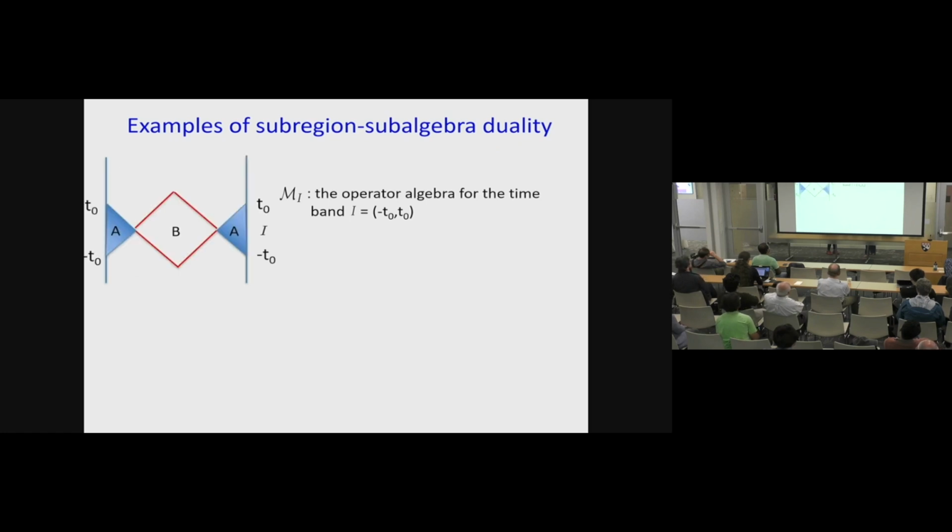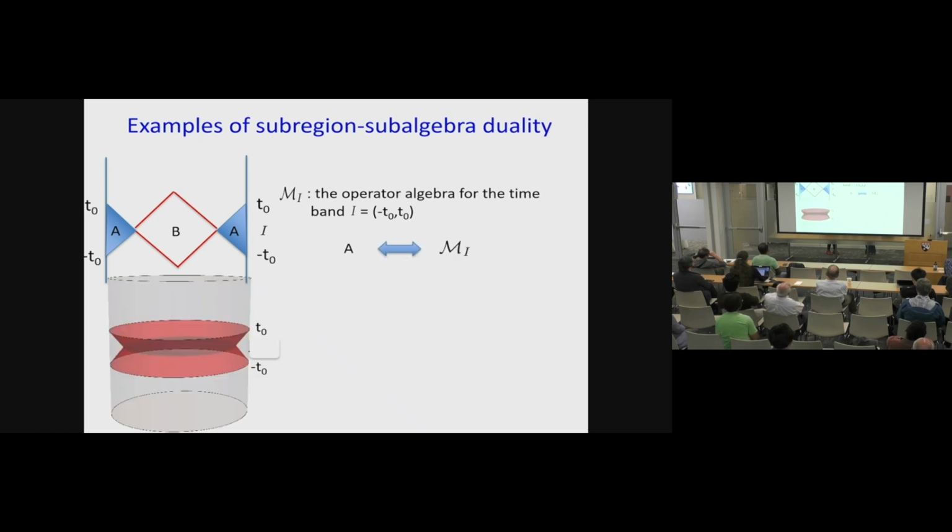It turns out that this algebra corresponds to a wedge region in the bulk. You send light rays from T0 and minus T0, and they will join at some point in the bulk, and the region between the joining point and the boundary is this wedge region.